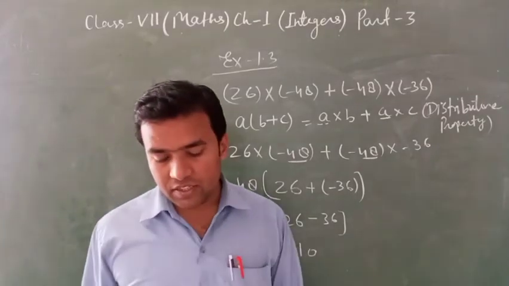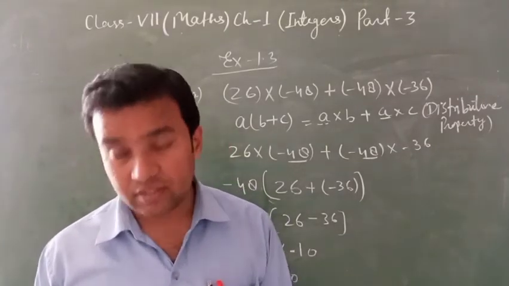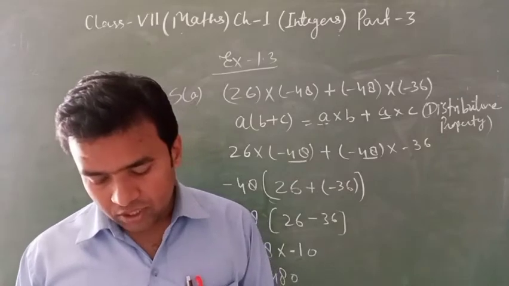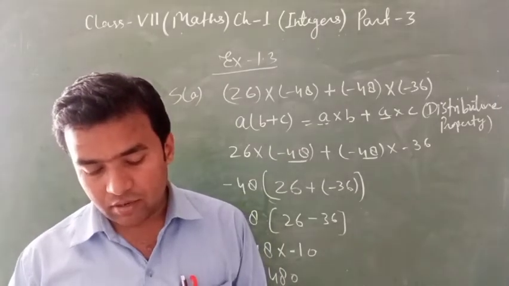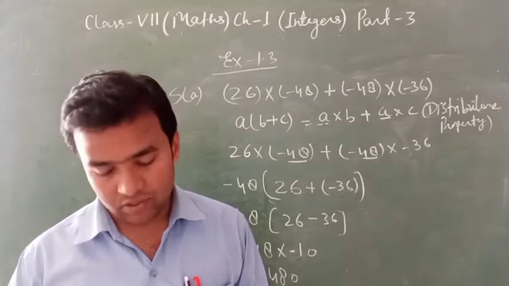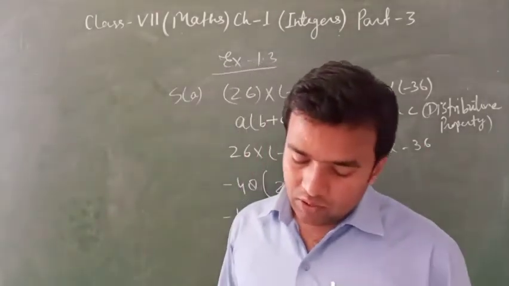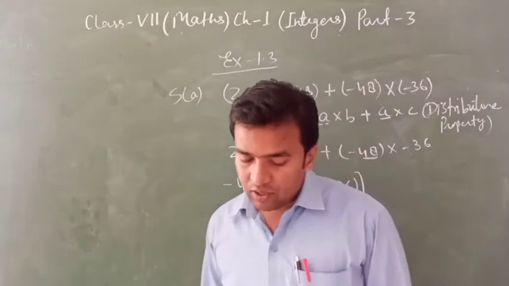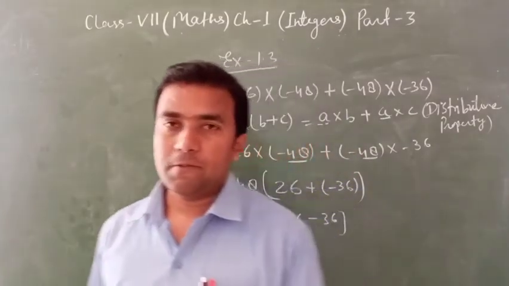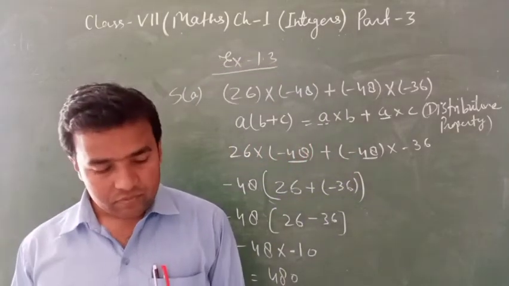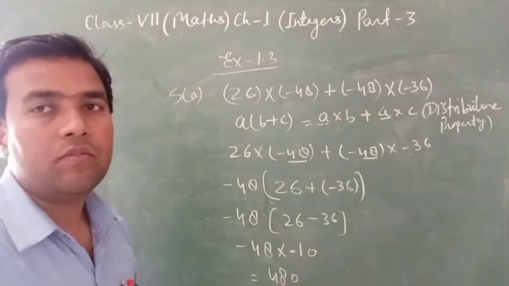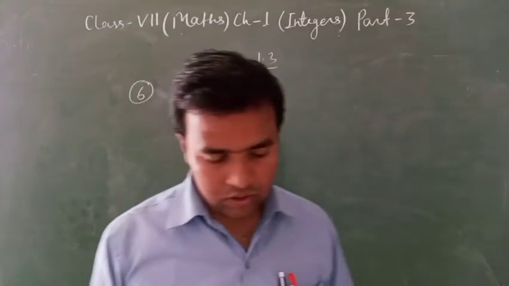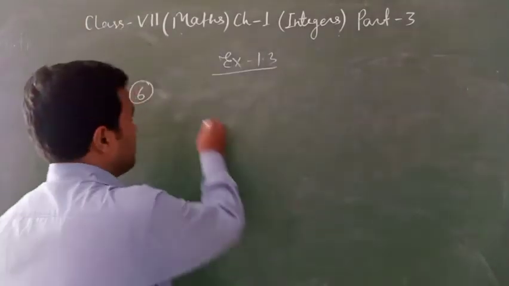A certain freezing process requires that room temperature be lowered from 40 degrees Celsius at the rate of 5 degrees Celsius every hour. What will be the room temperature 10 hours after the process begins? Clear? Note down. Question number 6.